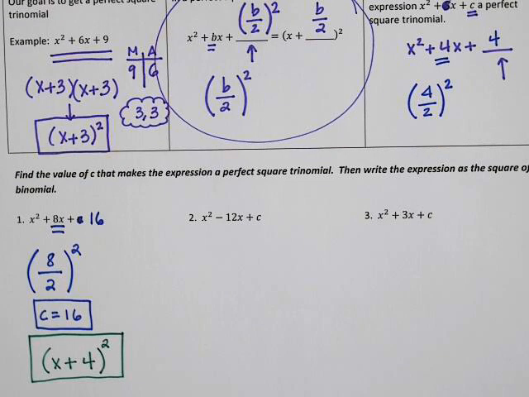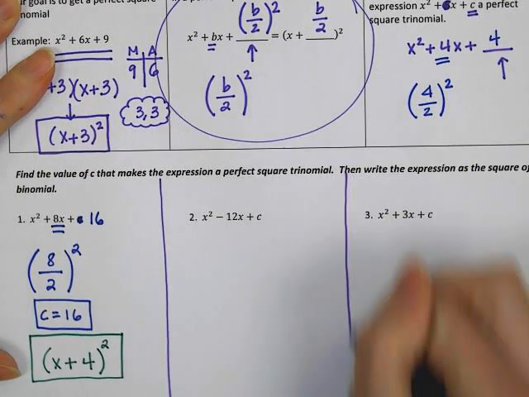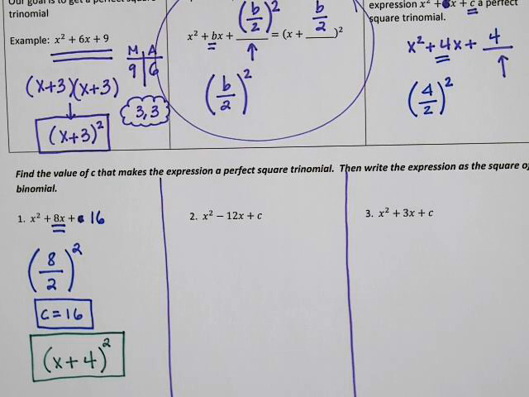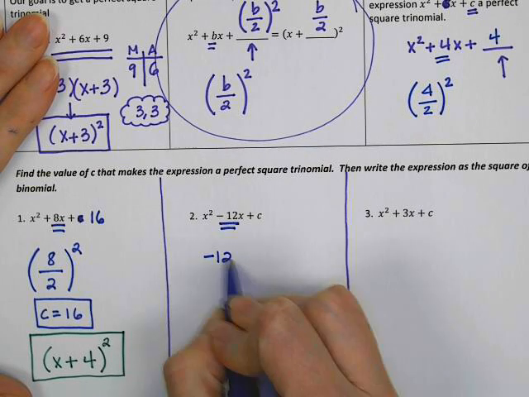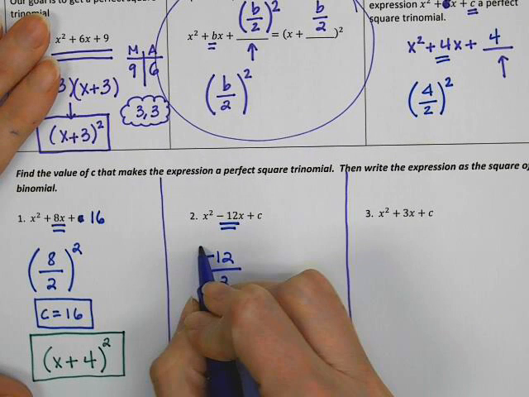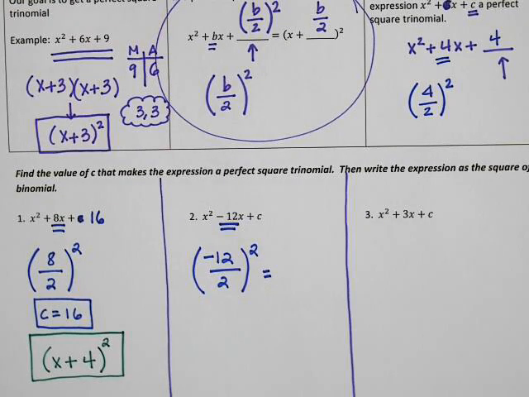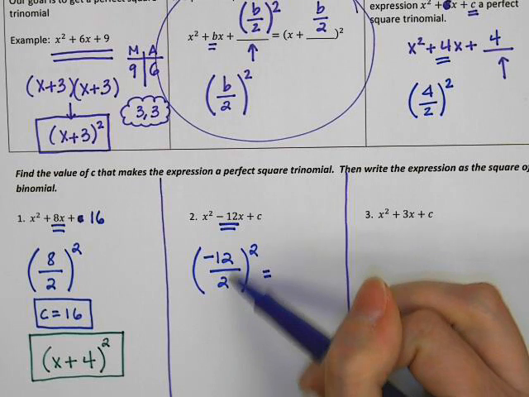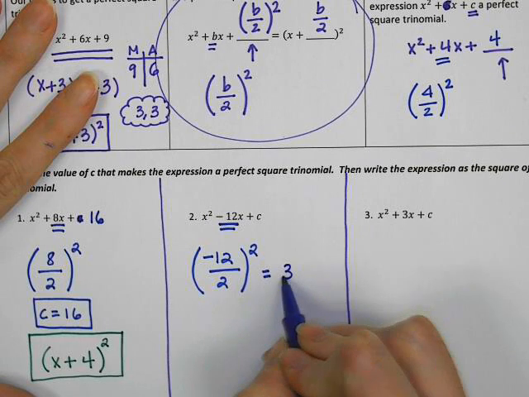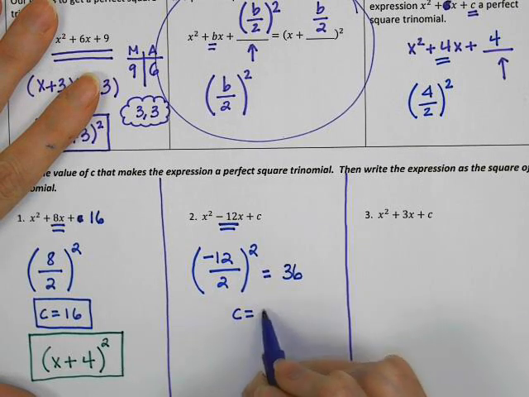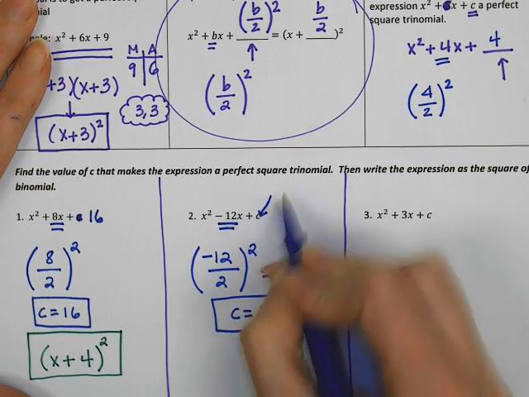All right, let's try number 2. First thing, find c, the third number that would make it a perfect square. The rule is, take the b term, negative 12, divide it by 2, and square it. That'll give us c. Negative 12 divided by 2 is negative 6. Negative 6 squared is 36. So our c value is 36. That's what they want first. Find c, that would be 36.